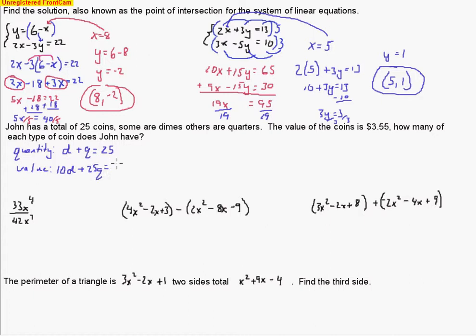Now we have to write the value. The value is $3.55, it says here. But I'm in cents, so I need to make sure I stay in cents. So that would be 355 cents. Notice there's no decimal here. So this equals 355 cents. Since I'm in cents, I need to stay in cents. So what they're asking for is the value, how many of each type of coin.